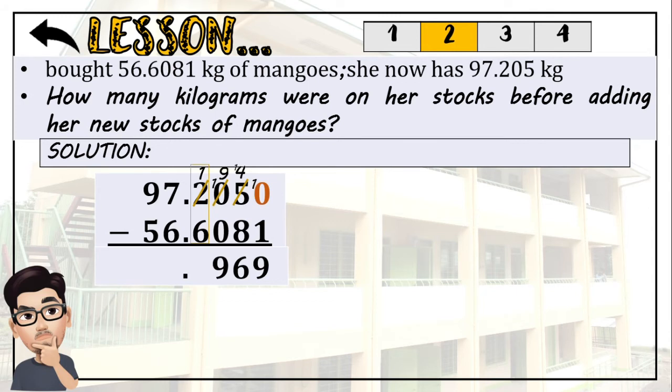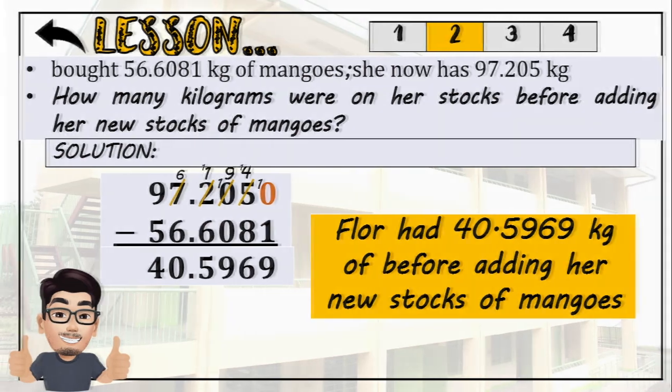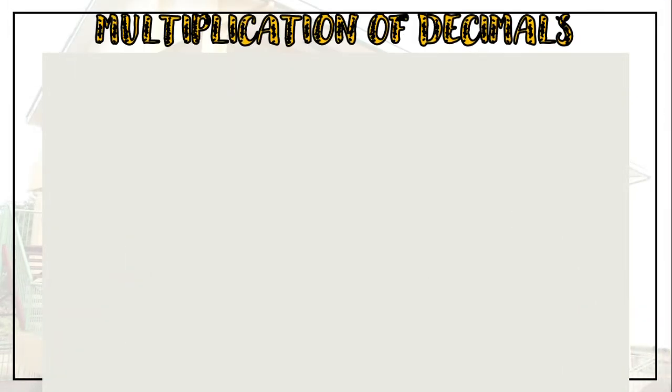Then 1 minus 6 cannot be, so we borrow 1 from 7. 7 becomes 6. Then 1 becomes 11. 11 minus 6, that will be 5. Then 6 minus 6, that would be 0. 9 minus 5, that would be 4. So, ibig sabihin, Flor has 40 and 5,969 10,000 kilograms of mangoes before adding her new stocks of mangoes. Okay? So let's now watch a video about multiplication of decimals.